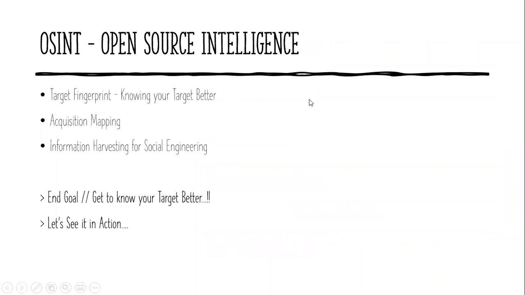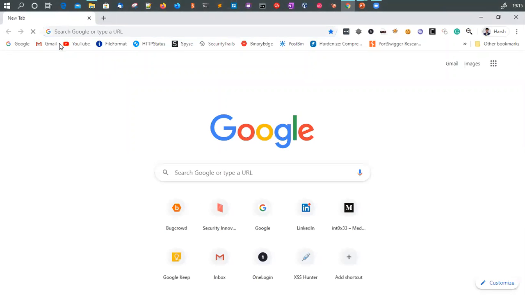Okay. So OSINT is simply open source intelligence. By OSINT, we mean any publicly available free information which anybody can access. It helps you to fingerprint your target, know your target better. It helps you to map the acquisitions, and harvest information for social engineering. The end goal is to know your target better. So let me switch directly to some practicals from the very start so that you can get a good idea.